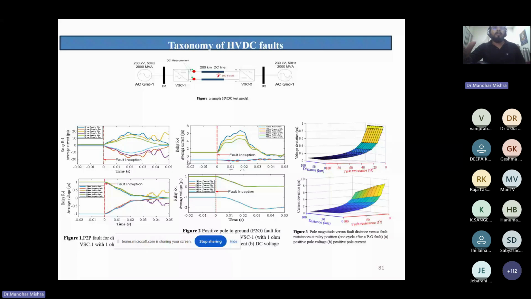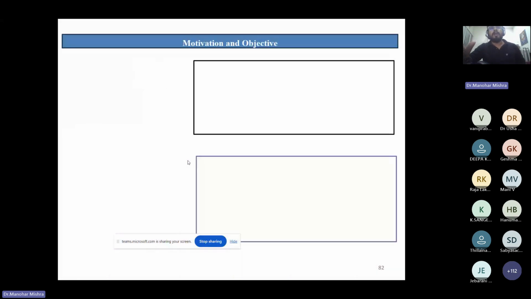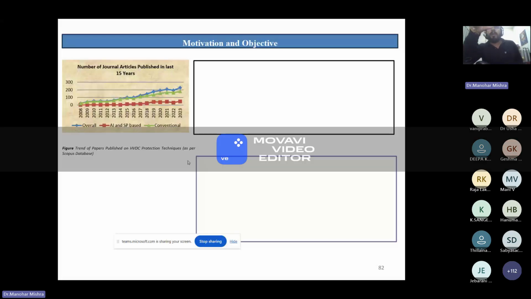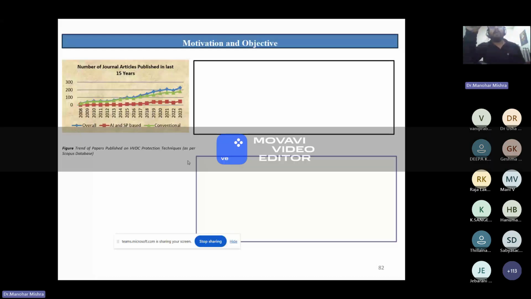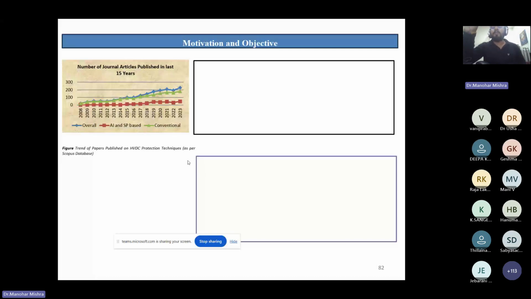So to make this easier, we apply signal processing and artificial intelligence. So here, what is the main objective? Why are AI algorithms or signal processing algorithms used for HVDC protection? This is the diagram that is plotted, showing the overall papers published for HVDC protection only. You can see the blue line is the overall, the conventional is the green line, and AI and signal processing based techniques are the red line. It is gradually increasing, meaning people are working on this.